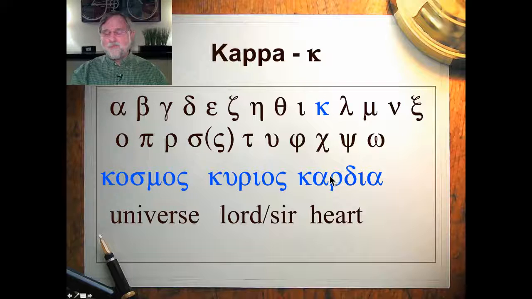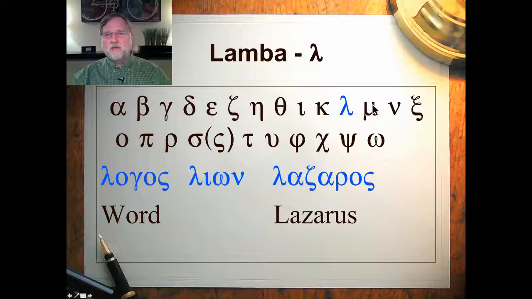Kappa. Third word is cardia, and this means heart, so we get cardiac from it. So if you go to your cardiologist, it comes from the Greek cardia, but look at the kappa there, kappa, it's our English K. So I expect to have those words on the vocabulary test too, or at least optional for the vocabulary test. Cosmos, kurios, and cardia.